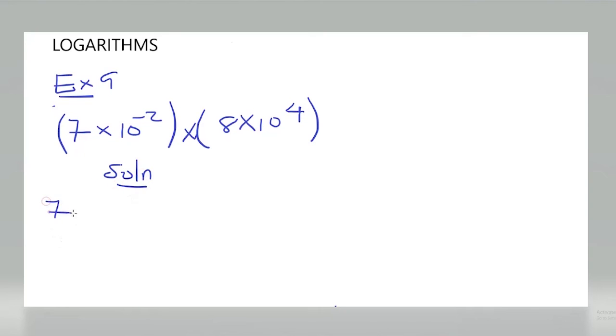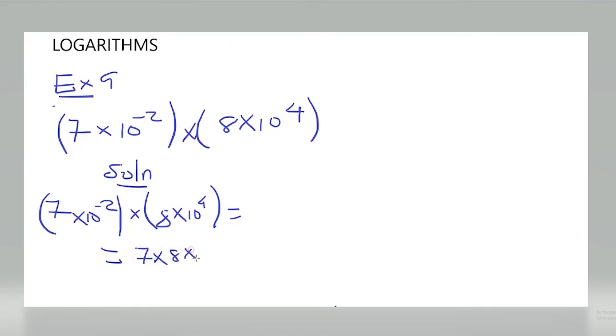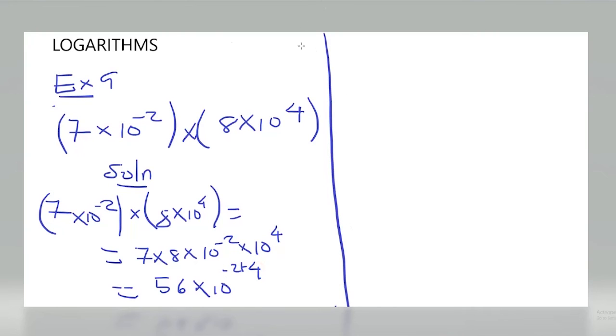This can be written as 7 times 10 power negative 2, then times 8 times 10 power 4. This is equal to 7 times 8, the like terms together, then times 10 power negative 2 times 10 power 4. 7 times 8 is 56, then times 10 power negative 2 plus 4, according to the law of exponents. So this is 56 times 10 power positive 2.